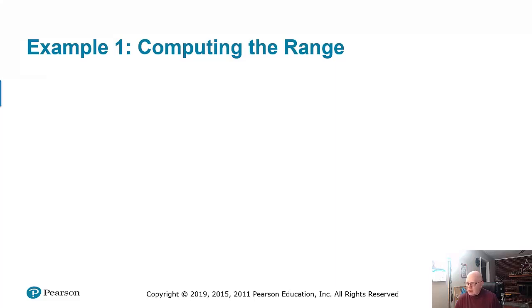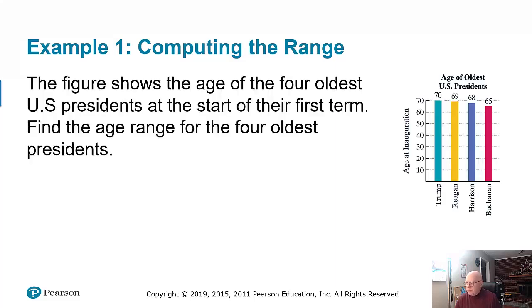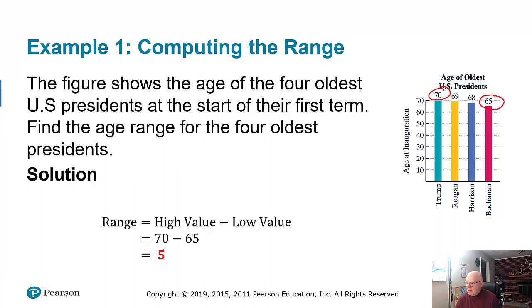Next, computing the range. Here we've got some more. We've got the ages of the 4 oldest U.S. presidents. 70 is the high, 65 is the low. Just subtract those, and the range of those is 5.